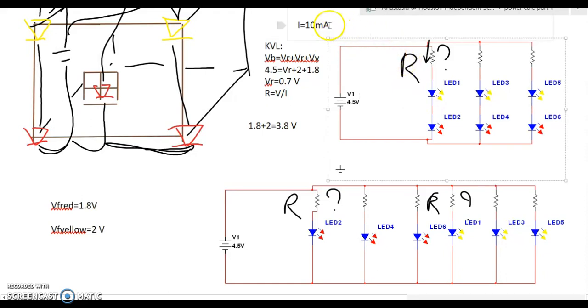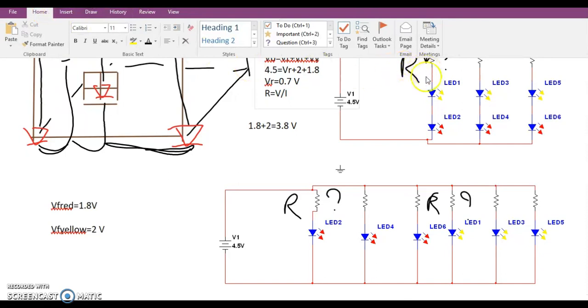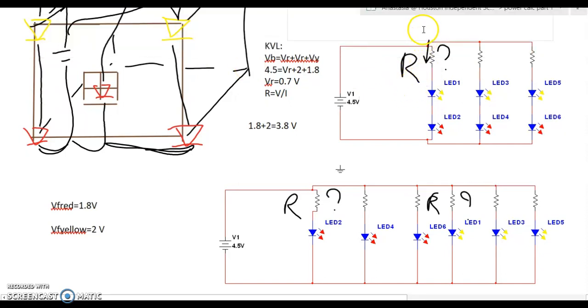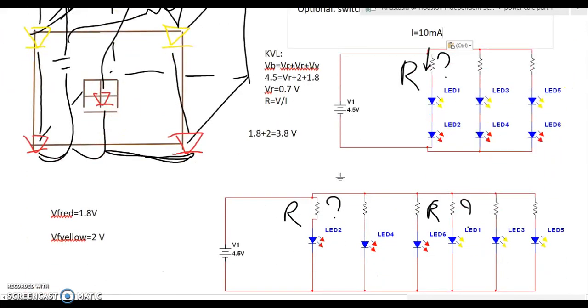So if I want the current of 10 milliamps in this branch over here, I can definitely do that. Now, which current can't I have? Well, I can't have anything over 20 milliamps. You really, really don't want to do that because that will burn out your LEDs. So now that I have my current, I can definitely find my resistance.